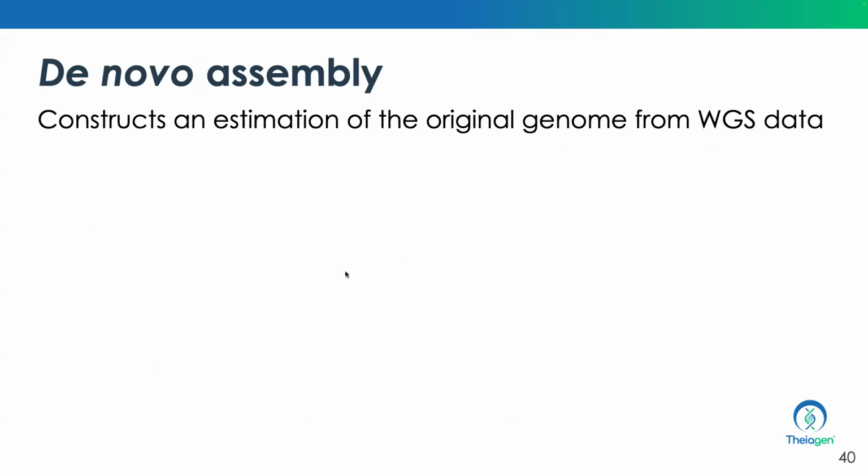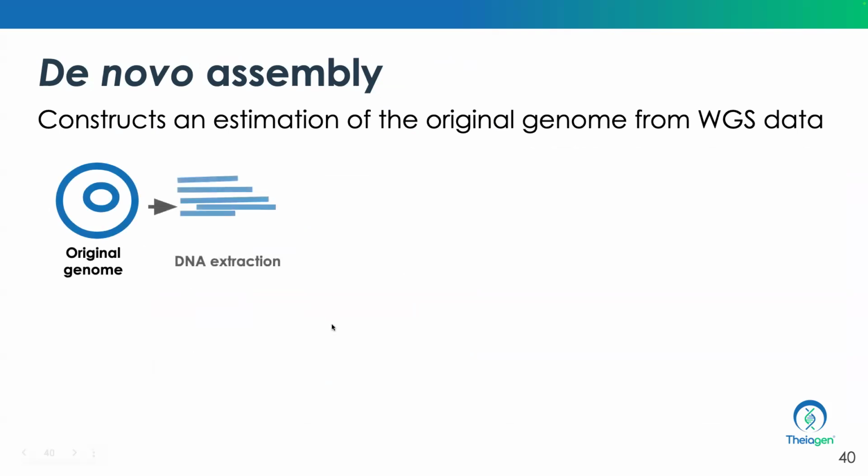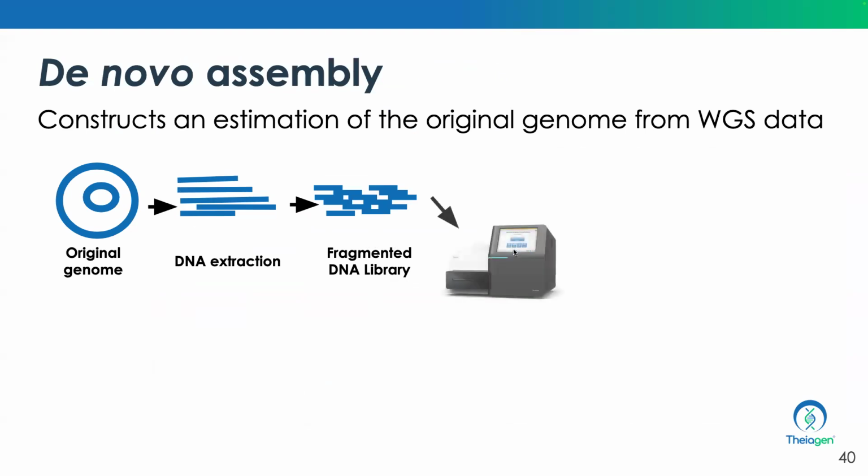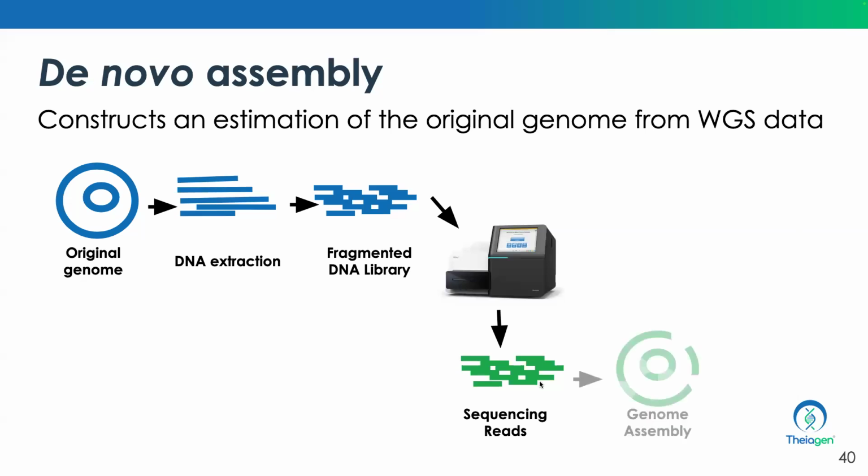This constructs an estimation of the original genome from whole genome sequence data. As you know, we start with an original genome, which is the sample that you collect from the patient. You extract the DNA, and then you do your library prep, which is going to be fragmented. You do your sequencing, and then you get your sequencing reads. After the sequencing reads, you want to go back to the original genome. And of course, you're seeing that my genome assembly here is broken. It's not as complete as the original one.